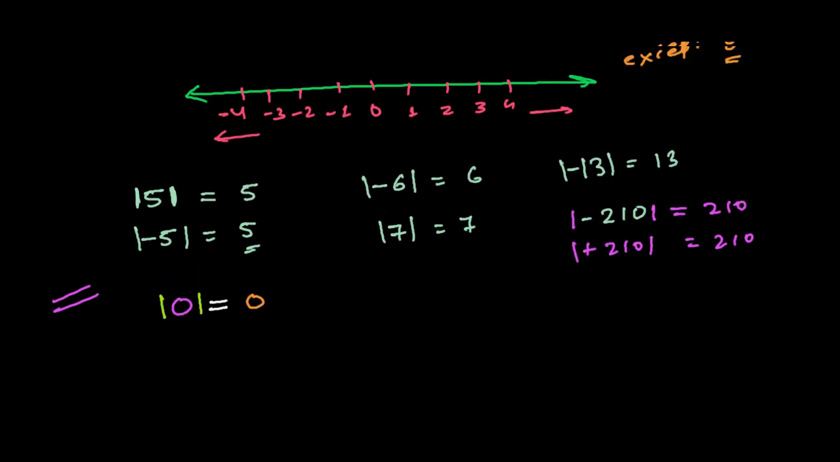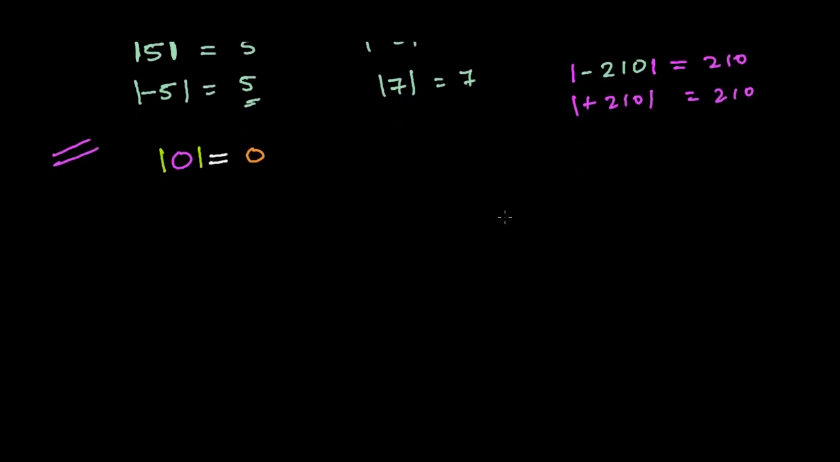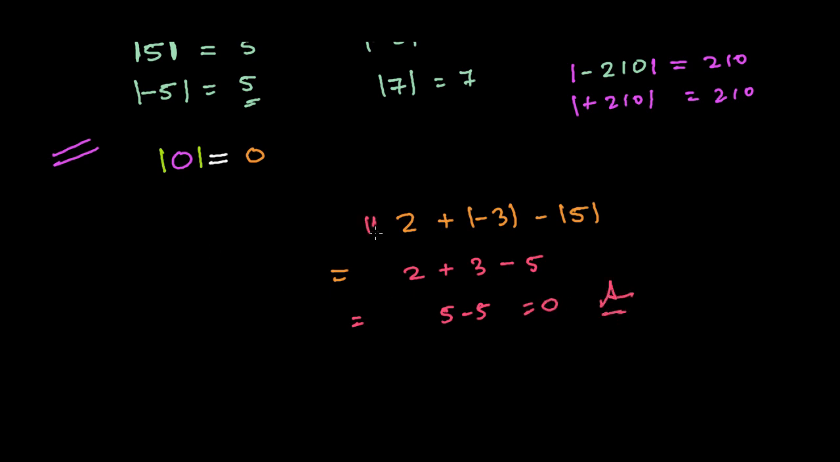Based on this, you'll get many types of problems. Sometimes you'll get an expression like 2 plus the absolute value of -3 minus the absolute value of -5, and you need to solve it. The absolute value of -3 is 3, and the absolute value of -5 is 5. Now 2 plus 3 is 5, and 5 minus 5 is 0. Answer.